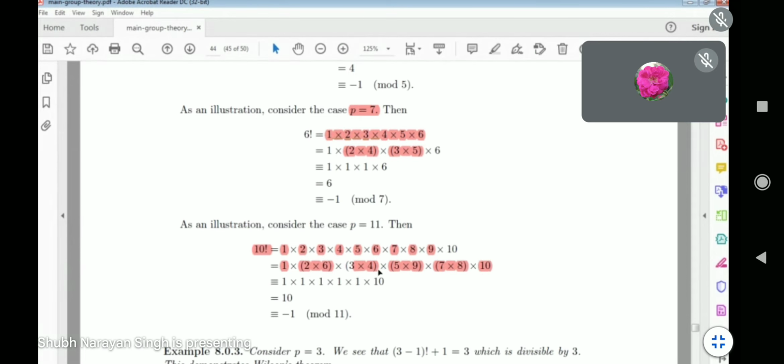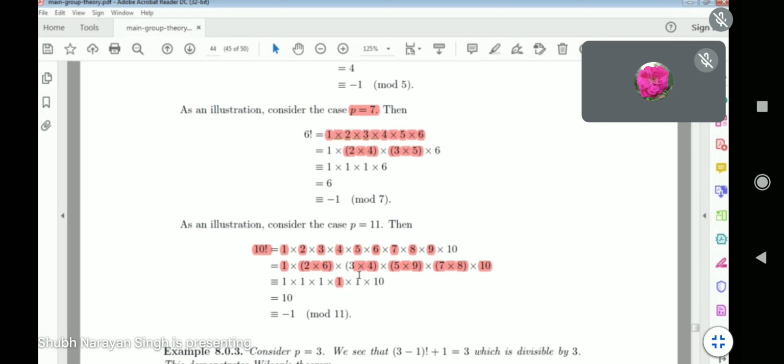Come to 5 into 9. This is nothing but 5 into 9, how much will it be? 45. 45, and in modulo 11 system, 45 is the same as 1. That's why I write 1 here. And similarly for 7 into 8. In fact, if you take the product of any element and its inverse, in the modulo p system it will always be 1, because an inverse satisfies that the product is congruent to 1 modulo p, you know that, so the remainder will always be 1.